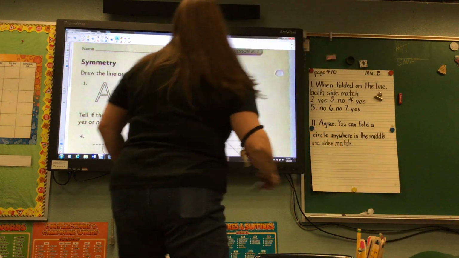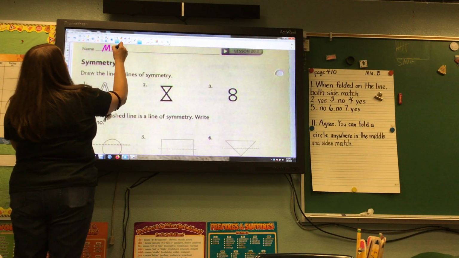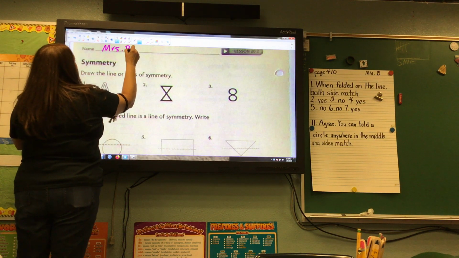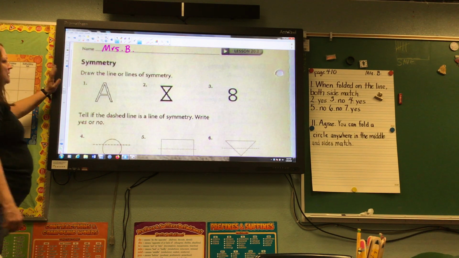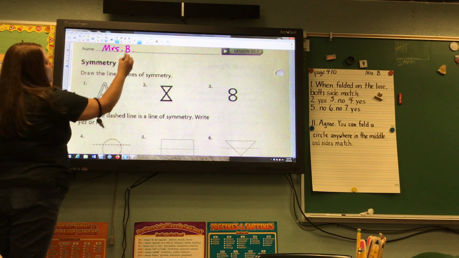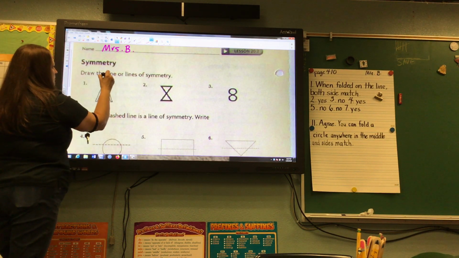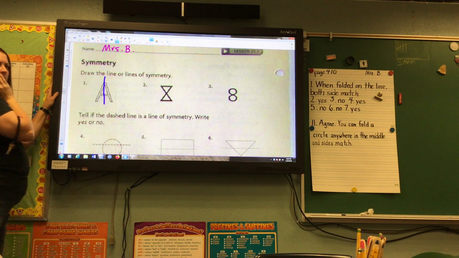Let's look. I'm going to help you with a few. Take a good look at this. Draw the lines of symmetry, so there could be more than one. Take a look at that letter A. Is there a way to divide that in half so both sides are the same? If I went this way, I know that wouldn't match, but what if I went from top to bottom? Would that be a line of symmetry?